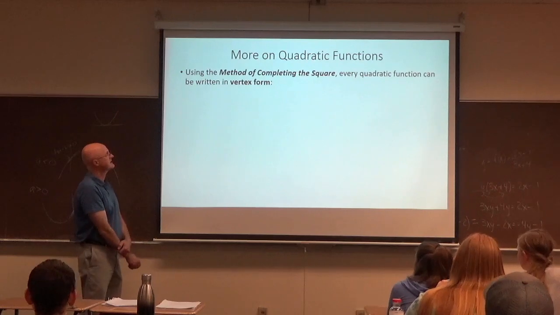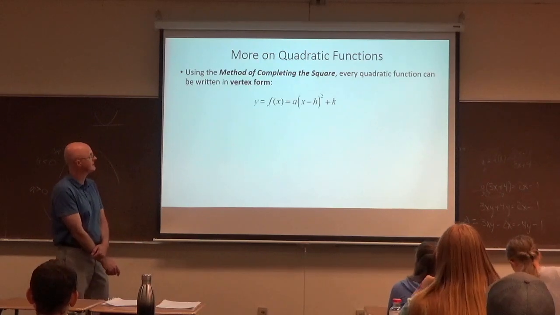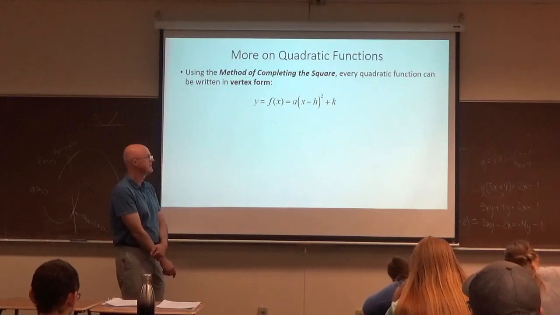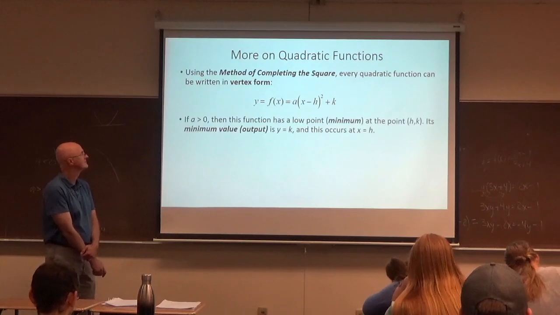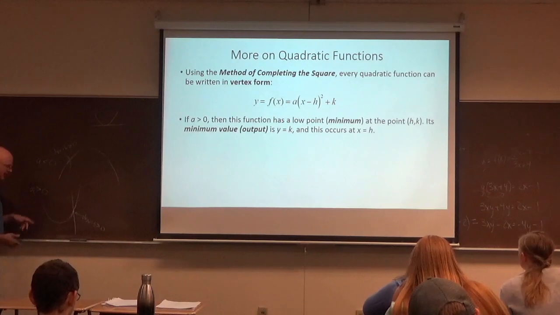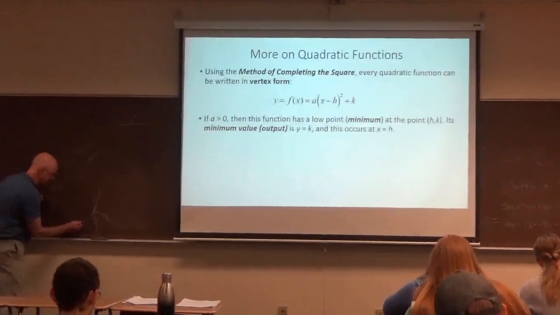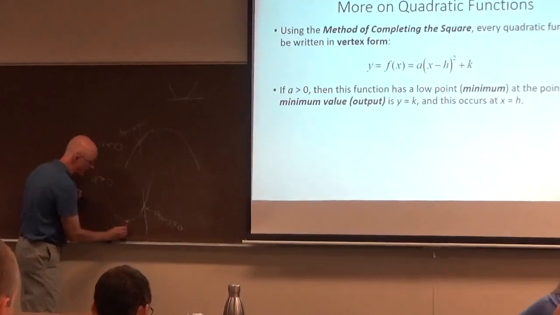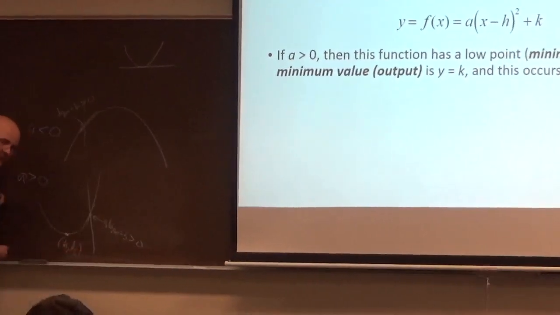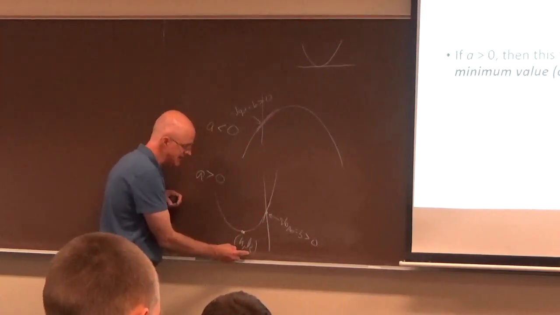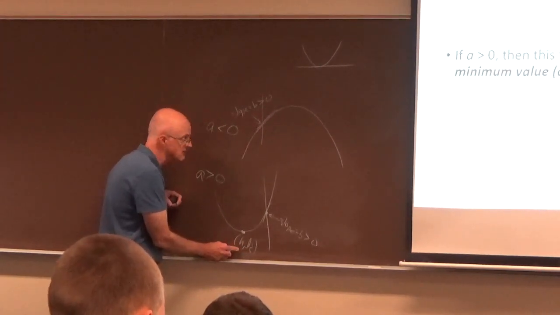Using the method of completing the square, every quadratic function can be written in something called vertex form. A times in parentheses x minus h quantity squared plus k. If A is positive, then the graph is concave up, and the graph has a minimum value. That minimum value point is called the vertex. Its coordinates are h comma k. K is the actual minimum value of the function in that case. H is the value of x where it occurs.